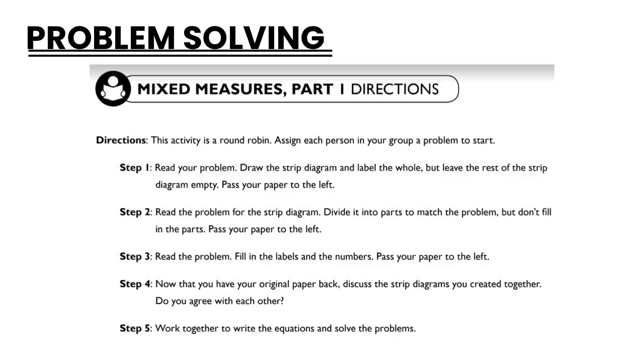For example, if I'm on step 3 and my job is to fill in the labels and the numbers, well, I'm going to need to make sure that step 1 and step 2 are correct first. And so if they're not, I can go back and talk to the person who is in charge of step 1 and step 2 for that particular strip diagram and see what went wrong in their thinking. And so this is a highly collaborative activity where students are working together.